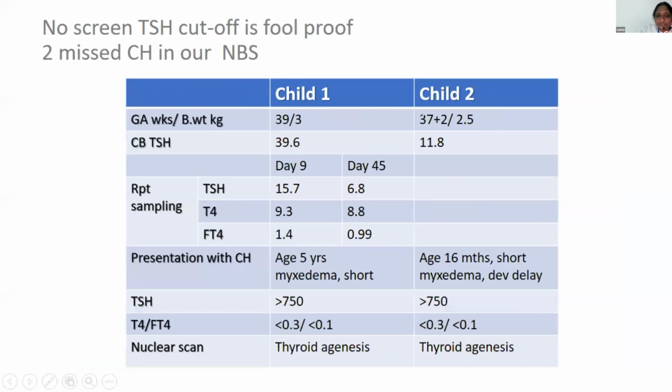I want to stress that no screen TSH cutoff is foolproof. In our newborn screening program, we have had 2 missed congenital hypothyroidism so far. The first was a 39-weeker with a mild cord blood TSH of 39.6. Our cutoff is 25, so this was screen positive. So she was followed up on day 9 and day 45.